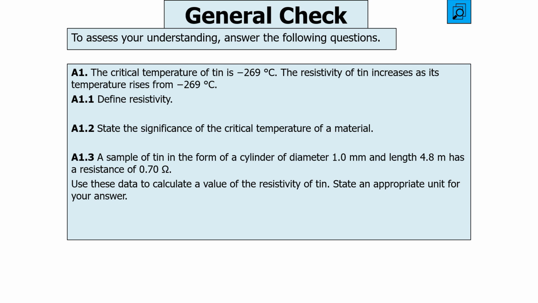The next question says, the critical temperature of tin is minus 269 degrees Celsius. The resistivity of tin increases as the temperature rises from minus 269 degrees Celsius. Define the resistivity. State the significance of the critical temperature of a material, and a sample of tin in the form of a cylinder of diameter 1 millimeter and length 4.8 meters has a resistance of 0.70 ohms.